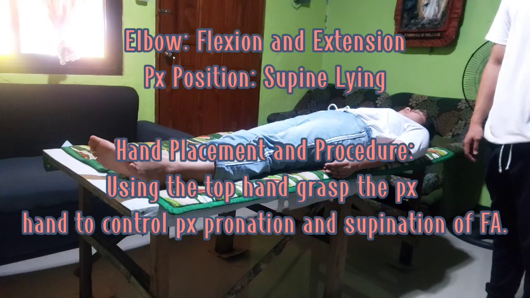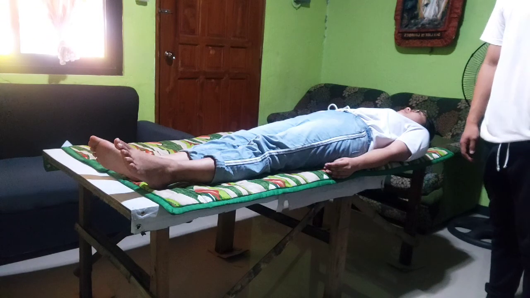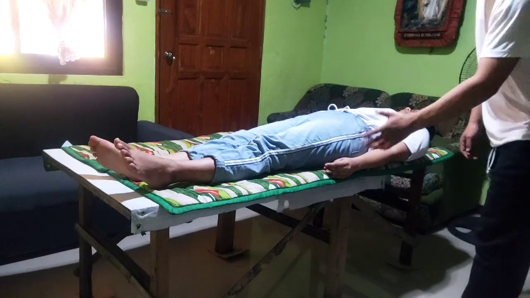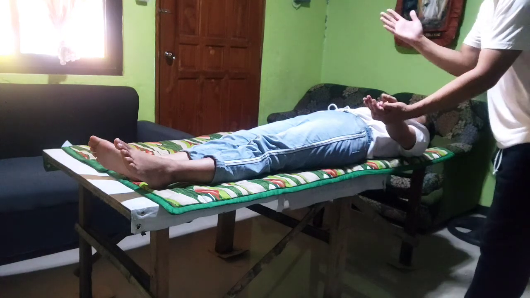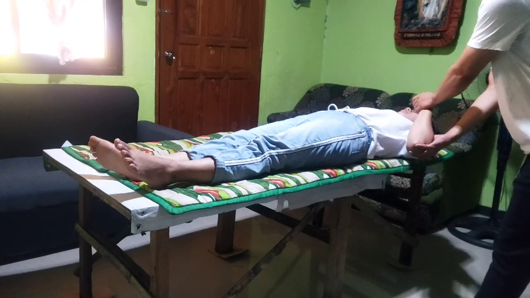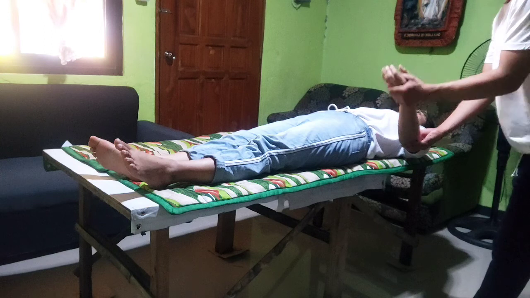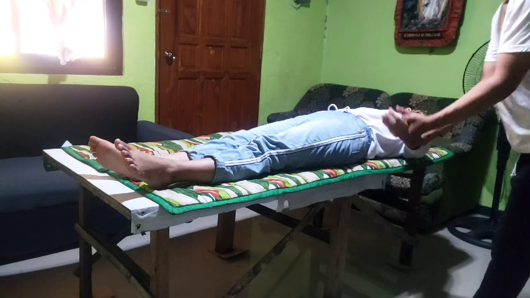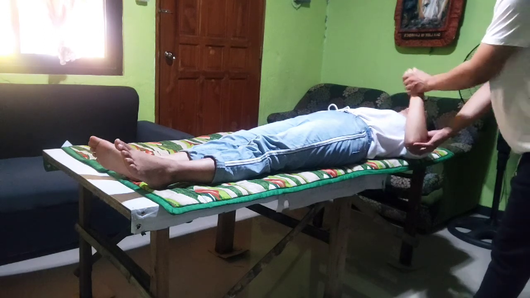Patient position, supine, hand placement and procedure. Using the top hand, grasp the patient's hand to control pronation and supination of the forearm, and the lower hand grasps the patient under the elbow, then flex and extend the patient's elbow.